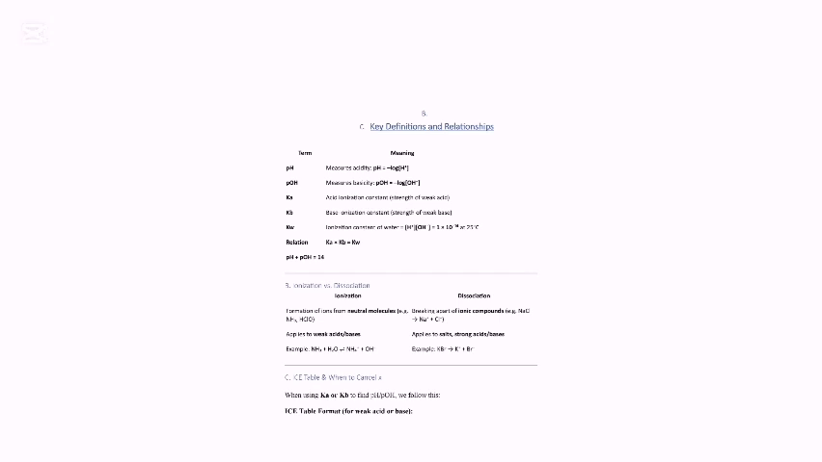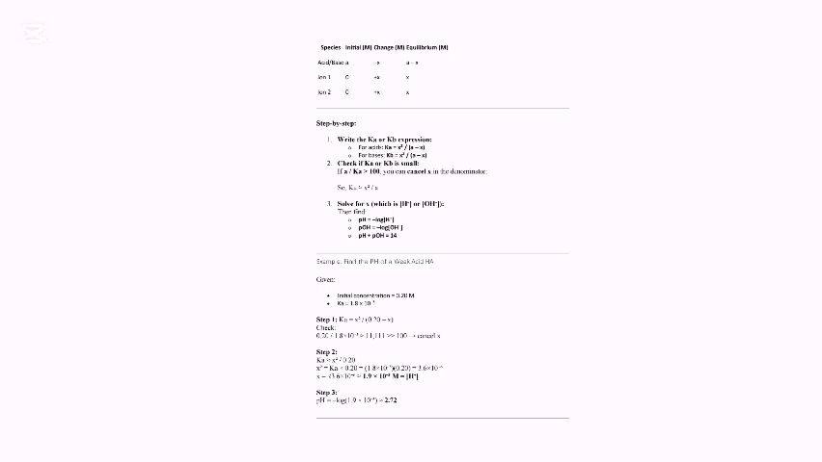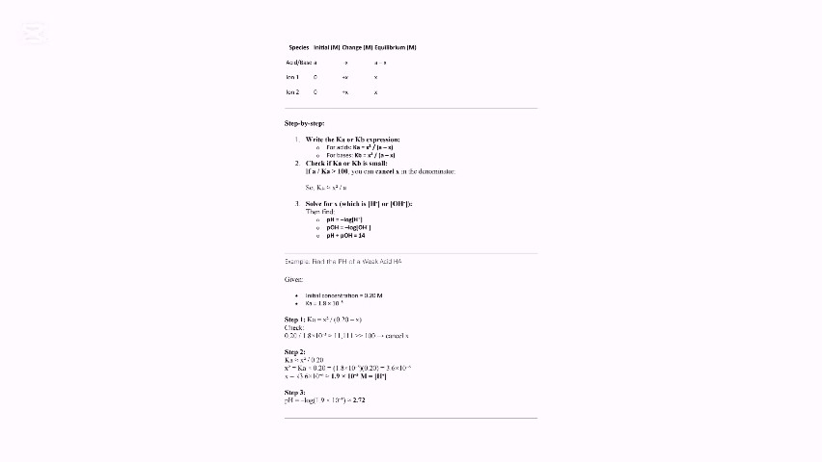Let's try to answer some questions which they will ask you. Sometimes we cancel x, and I'll explain where. Write the Ka or Kb expression for acidity: Ka equals x squared over the initial concentration minus x. If the initial concentration over Ka is greater than 100, you can cancel x. I'll explain that with some practical questions.